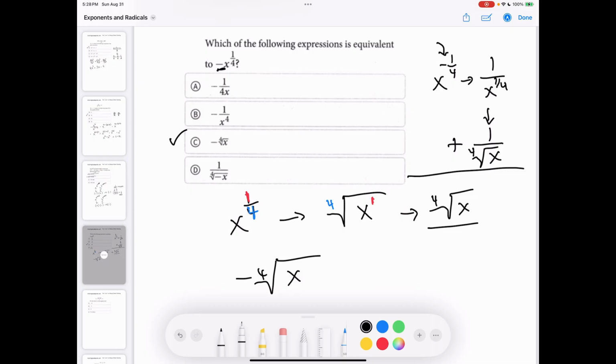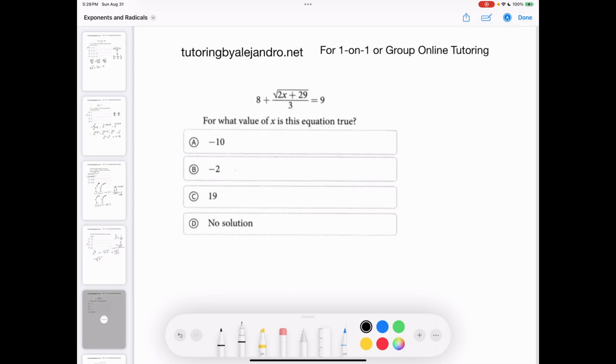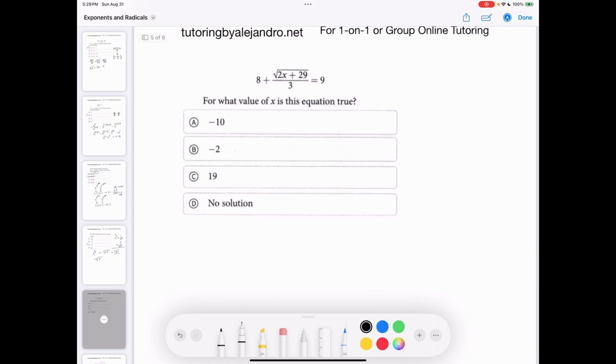Okay, great. Moving on. All right, so now we have 8 plus the square root of 2x plus 29, all of that divided by 3, and that equals 9. And I know it's a square root because unless they tell you otherwise, if you don't see a number here, you're always going to assume square root. So for what expression of x is this equation true? Let's isolate x. If you recall the first few videos, to isolate a variable, I start by getting rid of whatever's farthest away from it. In this case, I'll start with the 8.